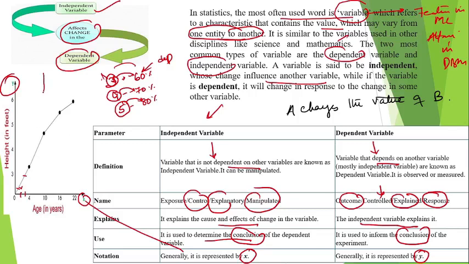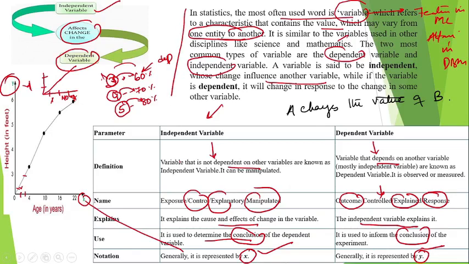The other example is X, the number of hours you have studied, and the pass percentage. If you study 1 hour, I'll give you 50%. If you study 6 hours, I'll give you 60%. So as the number of hours increases, the percentage also increases. This is Y and this is X. So always remember the independent and dependent variable. Independent variables are represented on X and dependent variables are represented on Y. This is the definition of independent and dependent variable.